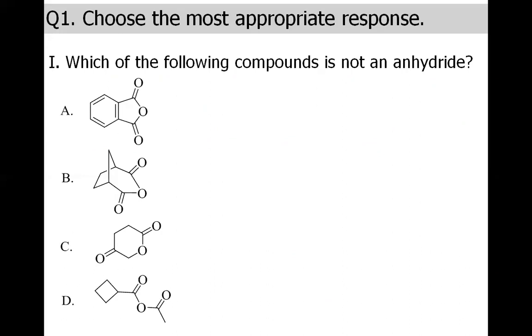So you know that the anhydride is basically a compound that is formed by the condensation of two carboxylic acids. So in anhydride we have a structure of carbonyl, oxygen and carbonyl. So there is an oxygen lying between two carbonyls. So compound A is an anhydride because there is a carbonyl, then oxygen, then carbonyl. Compound B is also an anhydride because it has the same functionality, carbonyl, oxygen, carbonyl.